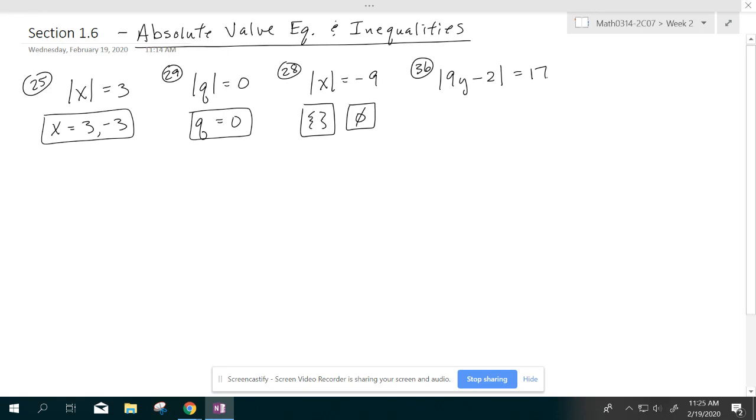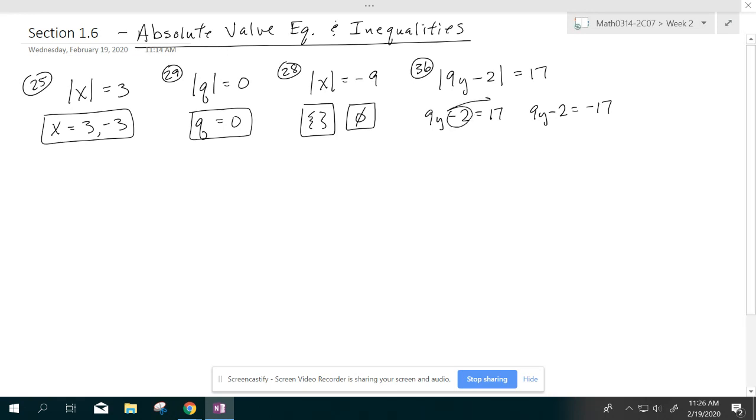All right, so is this equation going to have one solution, two solutions, or no solution? Two. We know that ahead of time because the absolute value equals a positive number. That's how you get two solutions. And so to find those, we're going to say 9y minus 2 can be 17, or 9y minus 2 can be negative 17. Because both 17 and negative 17, when you take the absolute value, will produce 17. And so we're going to have to solve both of those, okay?